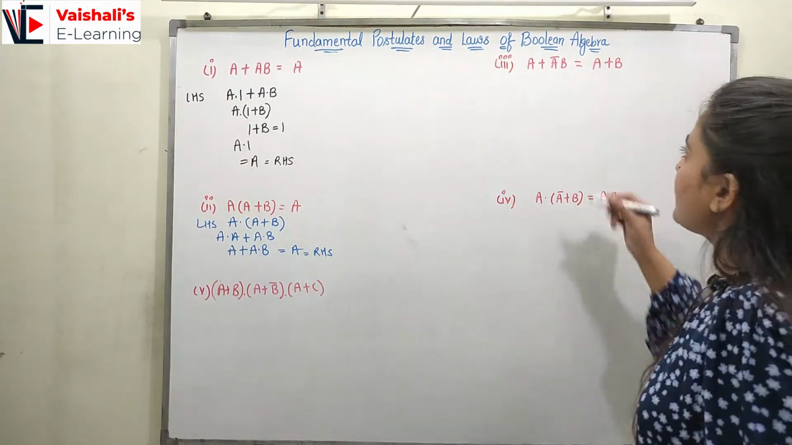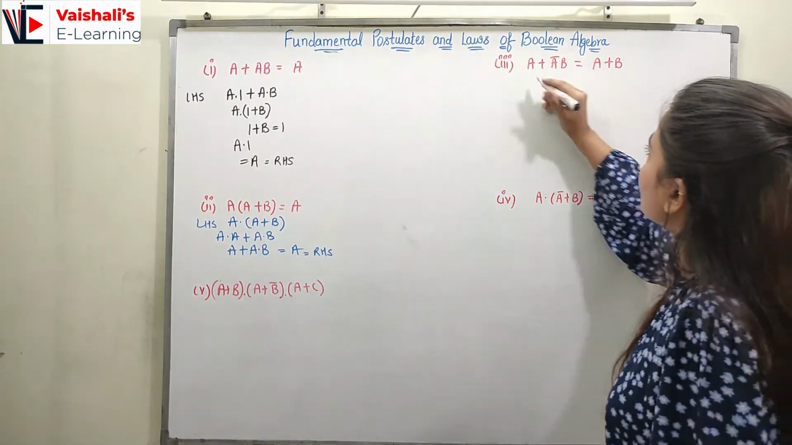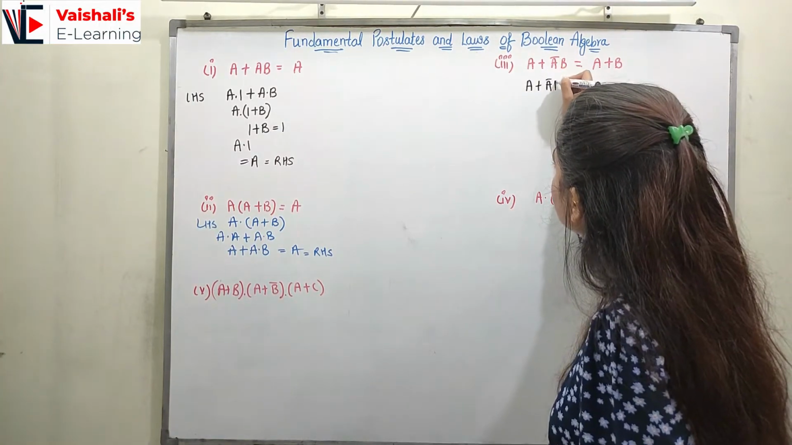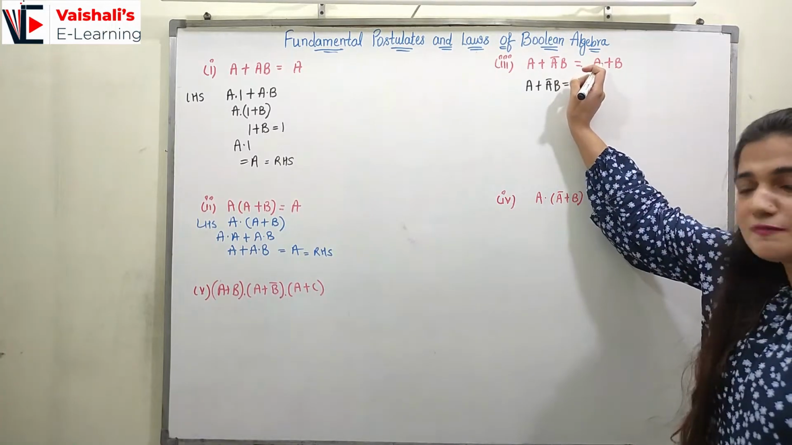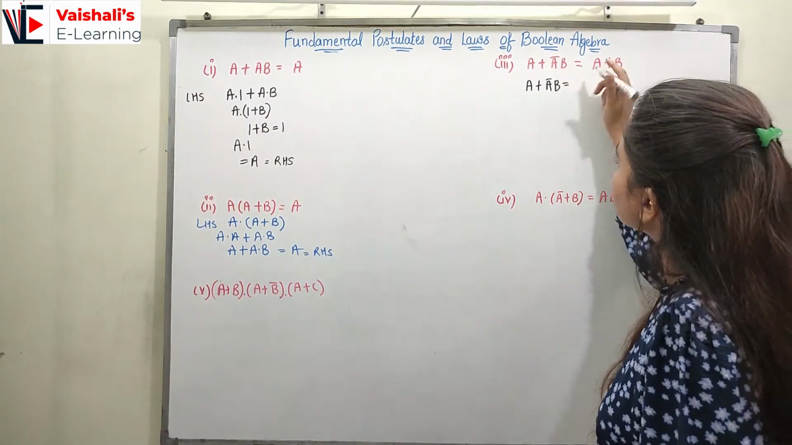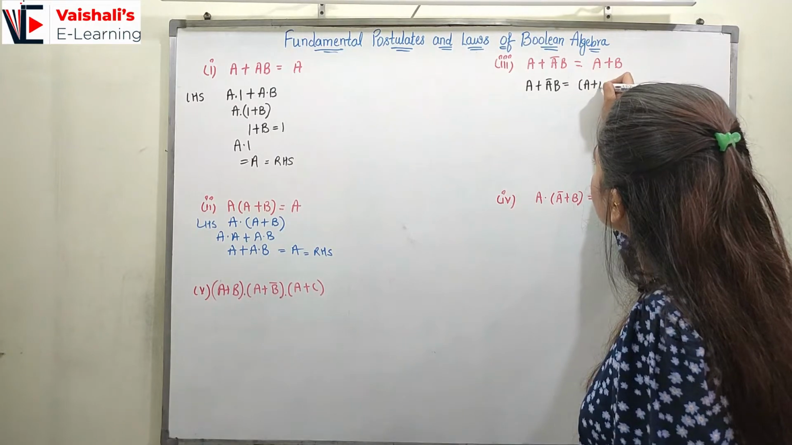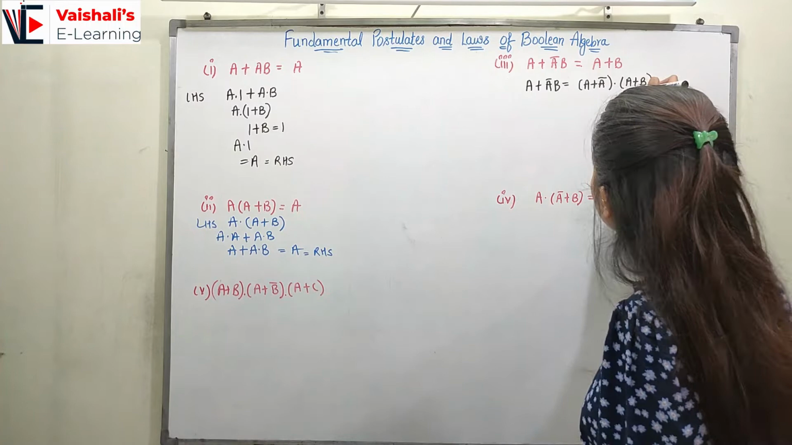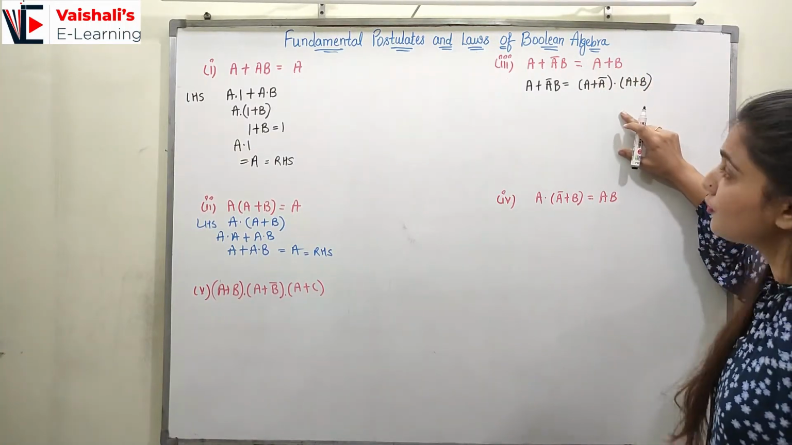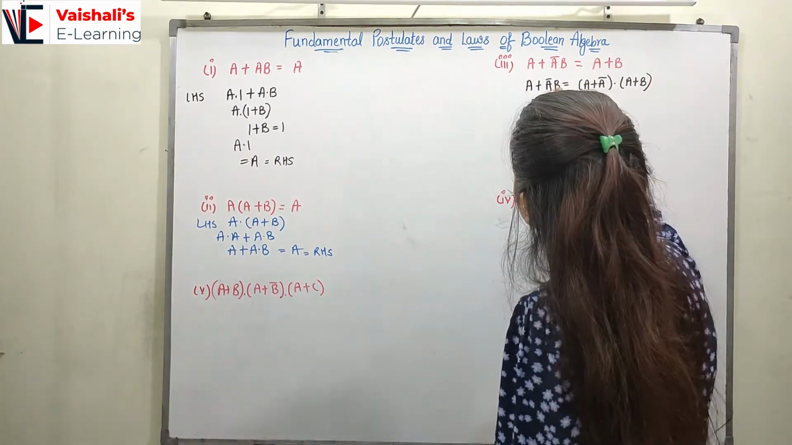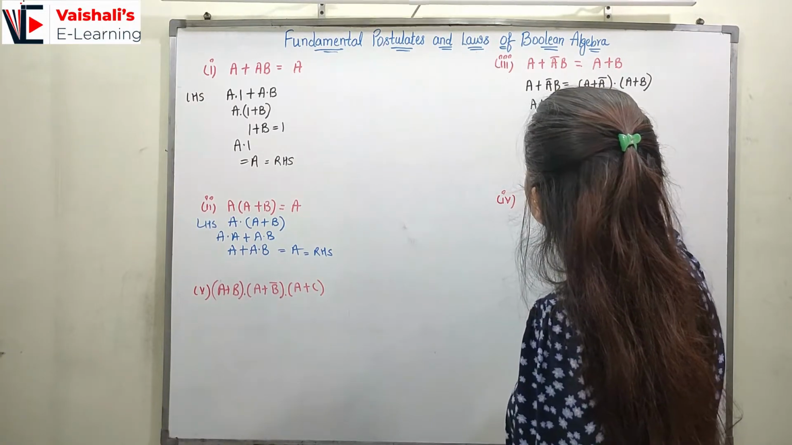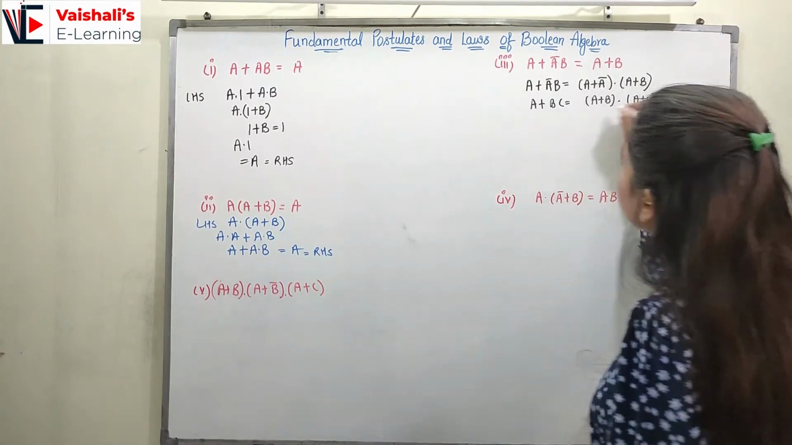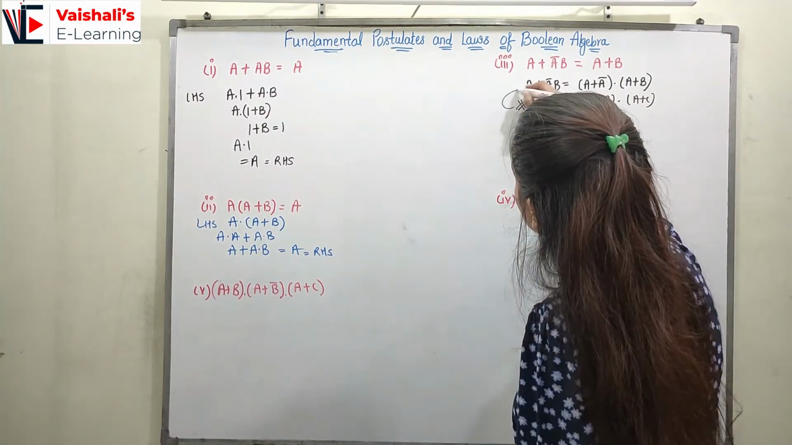Coming to the next problem, it states a plus a bar b is equal to a plus b. Now a plus a bar b. Now I told you the distributive property. So this can be represented as a plus a bar dot a plus b. I made this property as a star for you, where we had a plus bc is equal to a plus b dot a plus c. We are using this property to solve this.